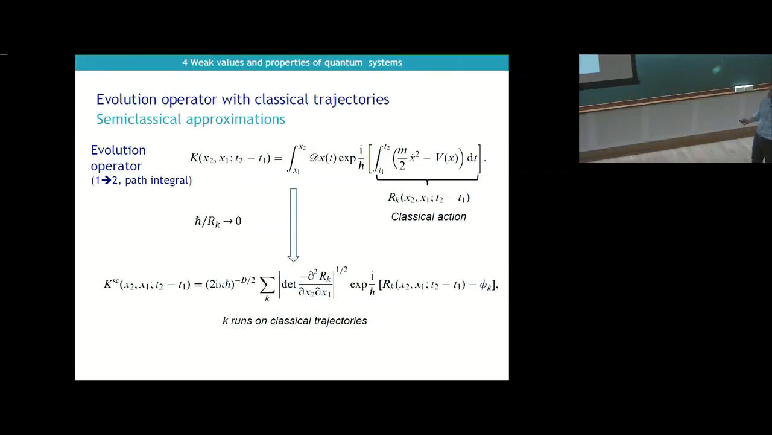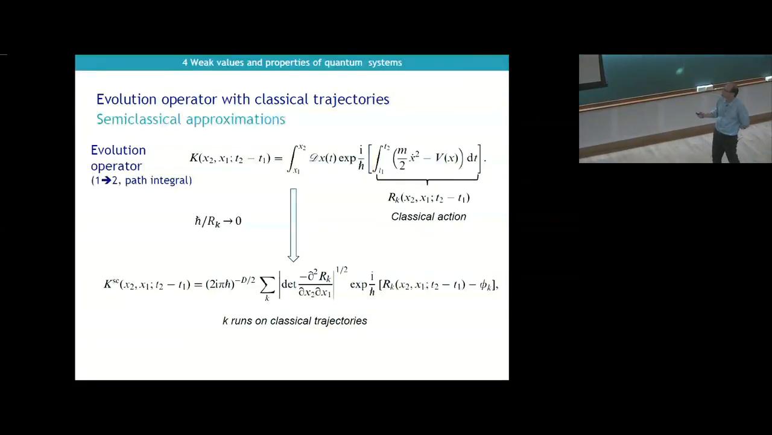So this is the evolution operator when you go from point x1 at time t1 to point x2 at time t2, the evolution operator in the path integral form. This is something that you probably came across. The interesting feature is that here you have the time integral of the Lagrangian, which is a classical action. And what I'm looking at is what happens to the propagator when the classical action is larger than h bar.